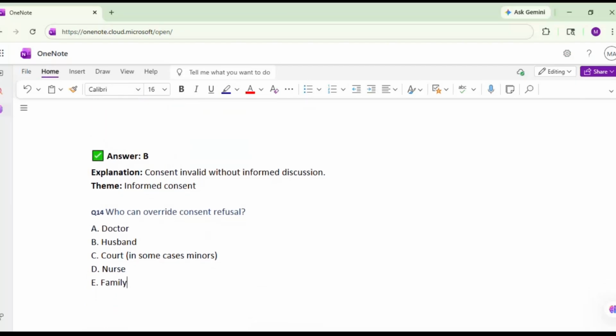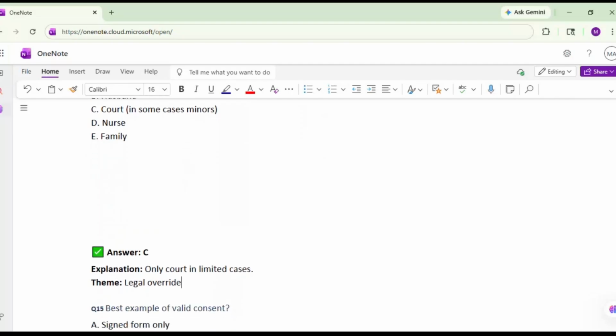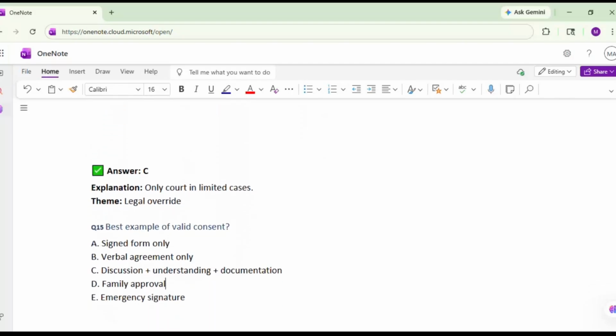Next. Who can override consent refusal? A. Doctor, B. Husband, C. Court, nurse, and family. Court can override in some cases. C is the answer. Yes, only the court, and only in limited cases.